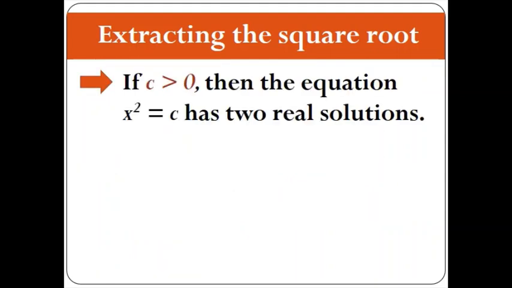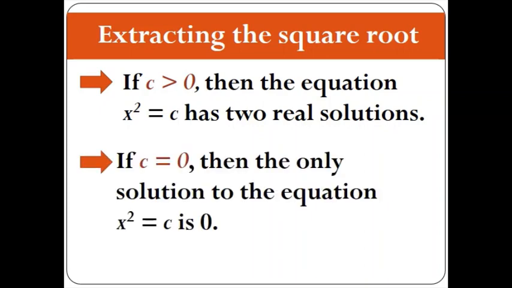If c is greater than 0, then the equation x squared is equal to c has two real solutions. And if c is equal to 0, then the solution to the equation x squared is equal to c is 0.